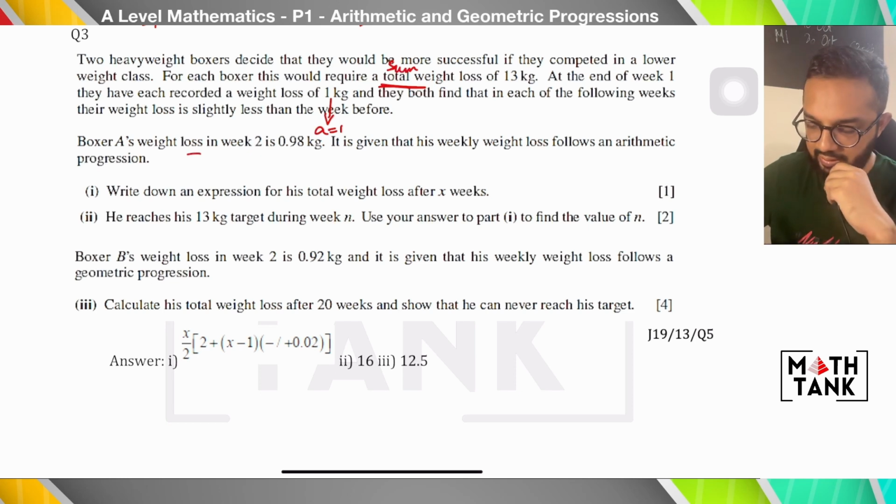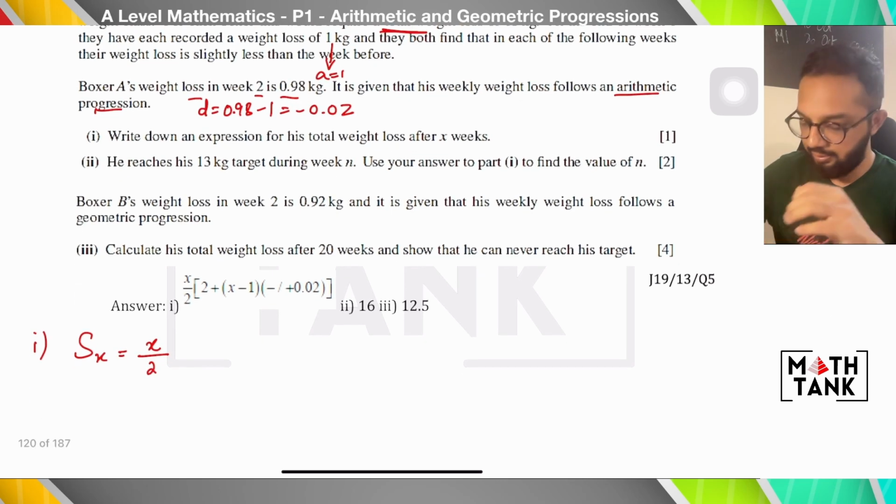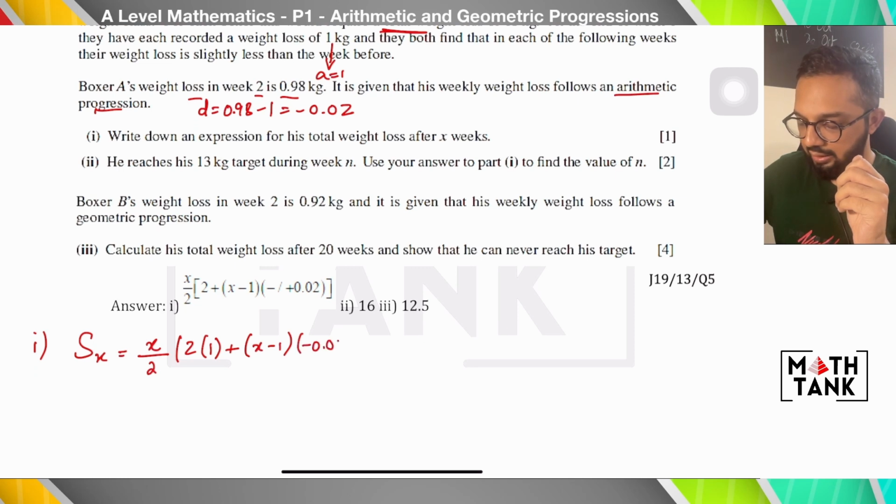Boxer A's weight loss in week 2 is 0.98. It is given that weekly weight loss forms an arithmetic progression. So d should be 0.98 minus 1, which should give you negative 0.02. Write down an expression for his total weight loss. I'm asking you for the total weight loss next week. So that means n is x over 2, 2a plus n minus 1 times d. I can leave it like that, or I can choose to simplify it.